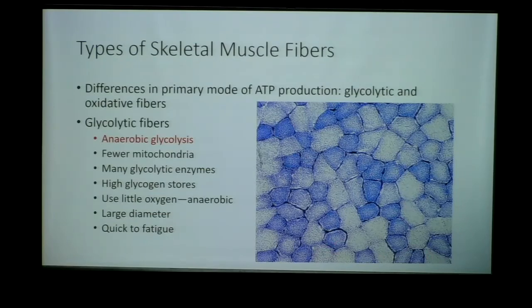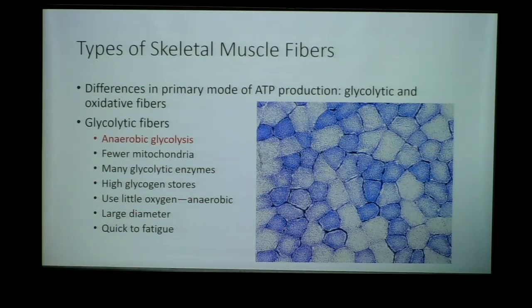And that makes sense. What we do have a lot of are these glycolytic enzymes and lots of glycogen stores, because our main source of ATP is breaking down that glucose, breaking down that glycogen anaerobically to make our ATP. So we use little oxygen. This is anaerobic. And these fibers have a larger diameter. And the reason they have a larger diameter is because we don't rely on the diffusion of oxygen here.